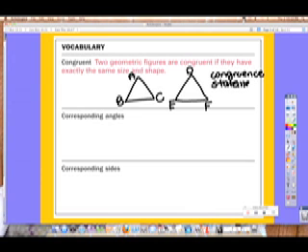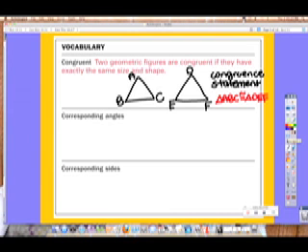A congruent statement always says that 2 things are equal to each other, but it names it perfectly. So I'm going to tell you the congruent statement for this picture. I'm going to say triangle ABC is congruent to triangle DEF. That's the congruent statement. It's saying what specifically is congruent.